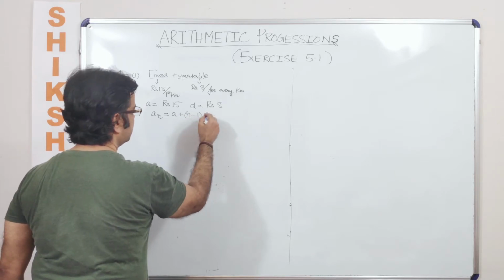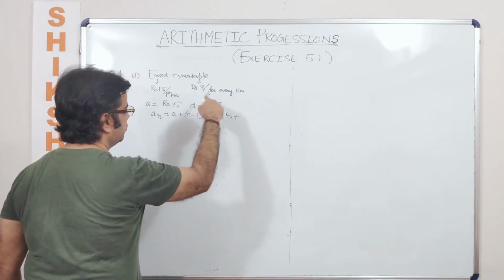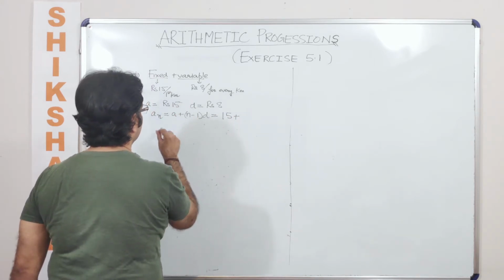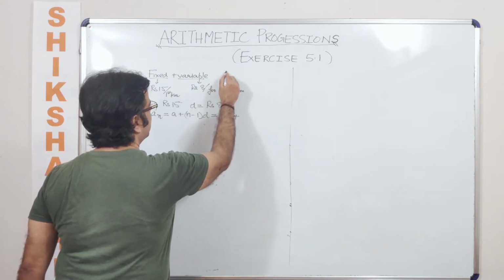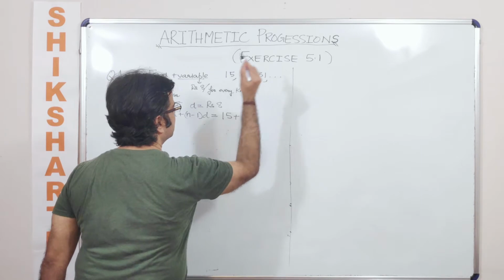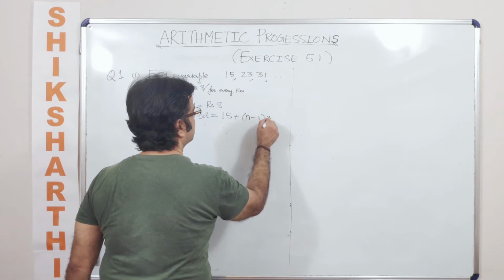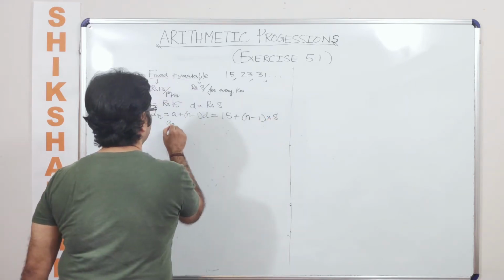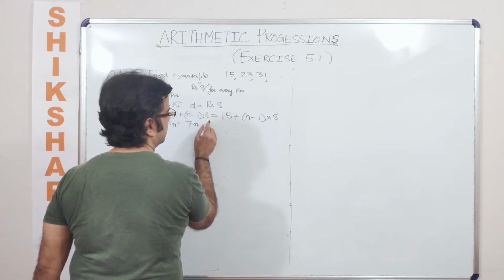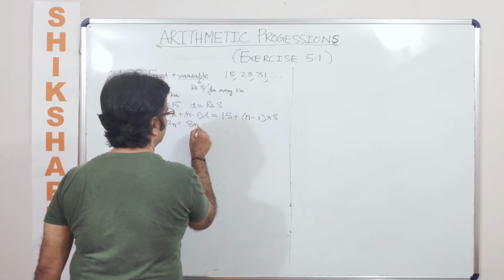And what is the value of a plus n minus 1 into d? So here we will get 15 plus, for how many kilometers? n here stands for the total number of kilometers. For example, this was the first kilometer. So if I have to write down the AP, it will be 15 followed by 23 followed by 31 and so on. This is the arithmetic series that is formed, which eventually we can say is, sorry, 8n plus 7.